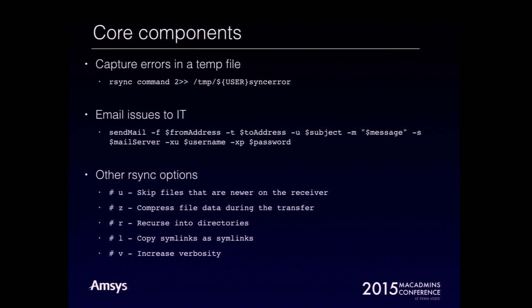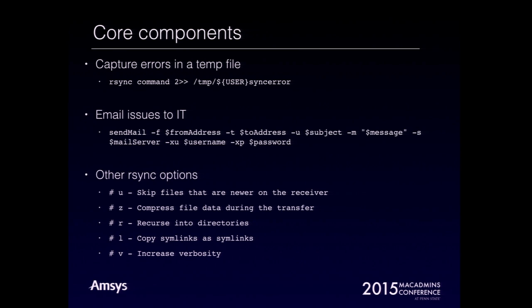We did at one place try sending it to the user, and it was pointless. But send it to the IT department, and have it go to a particular mailbox or into a particular folder, and at least they've got a record. Because we're capturing the actual error from rsync, we get the exact path of what failed and why it failed. It's pretty helpful.